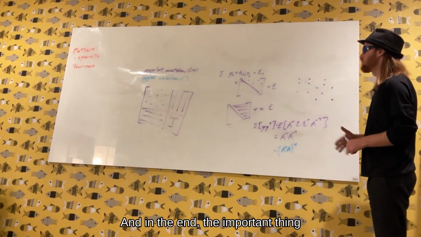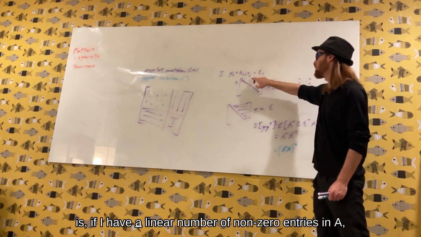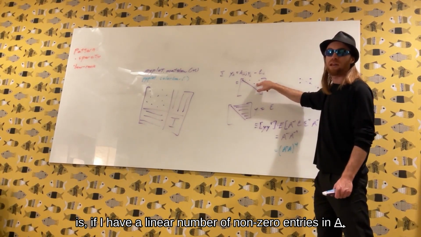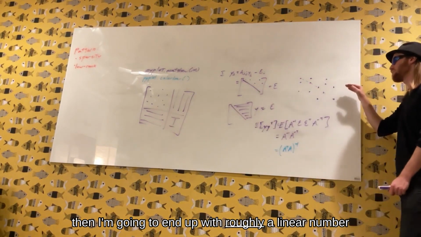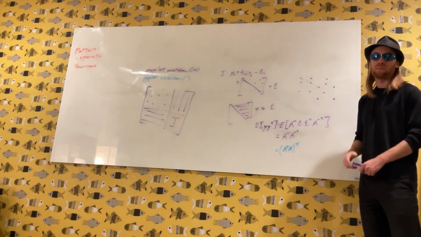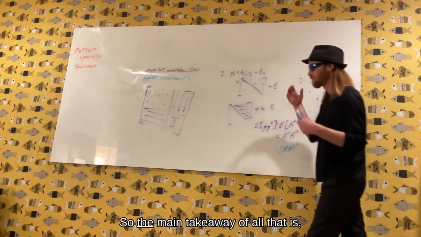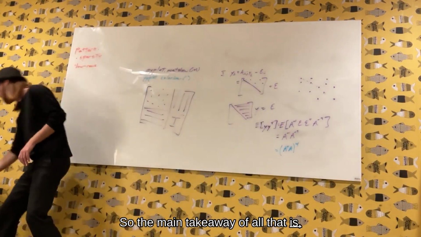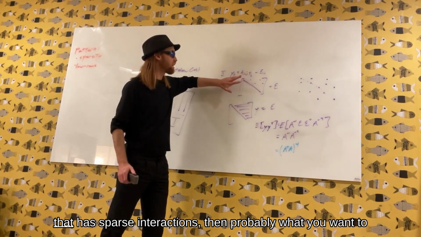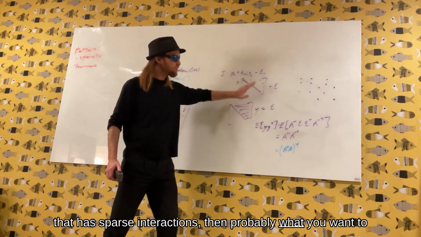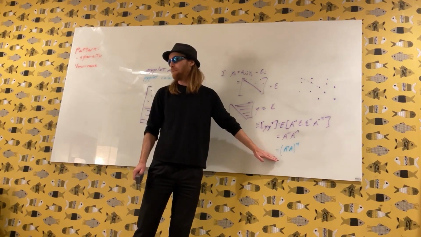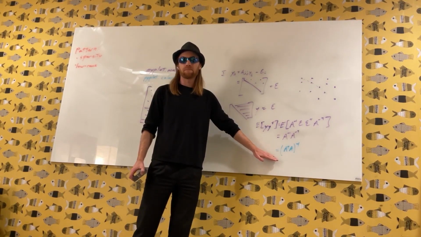And in the end, the important thing is if I have a linear number of non-zero entries in A, then I'm going to end up with roughly a linear number of non-zero entries in A transpose A. Make sense? So the main takeaway of all that is if you are looking at covariances in something that has sparse interactions, then probably what you want to do is invert the covariance matrix and look for a sparsity pattern in that.